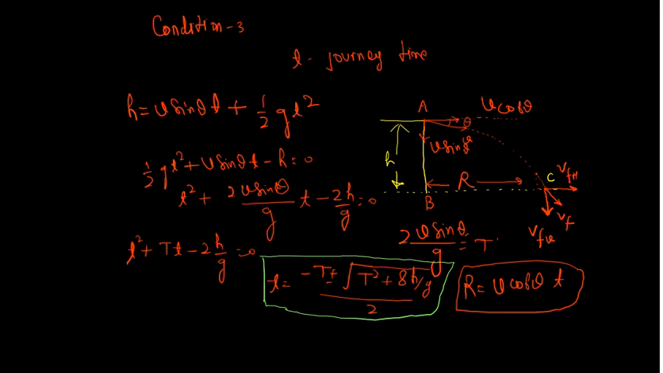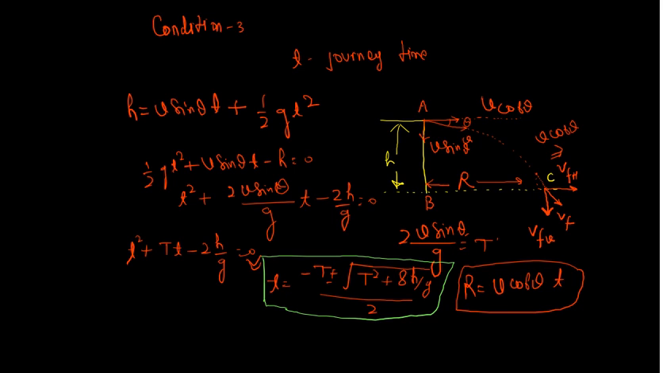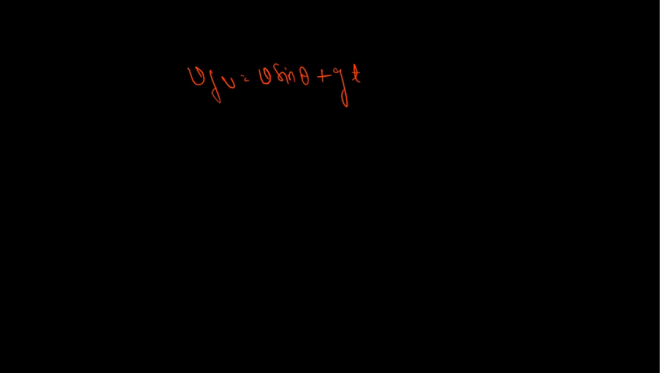Again, the v final horizontal component will remain the same, v cos theta. Now the task is to calculate the v final vertical component. Using the first equation of motion, the v final vertical component will be v sin theta plus gt. The time we have already calculated, this was the journey time. Again it will give two solutions, and you have to take only one. So your v final vertical component will come.